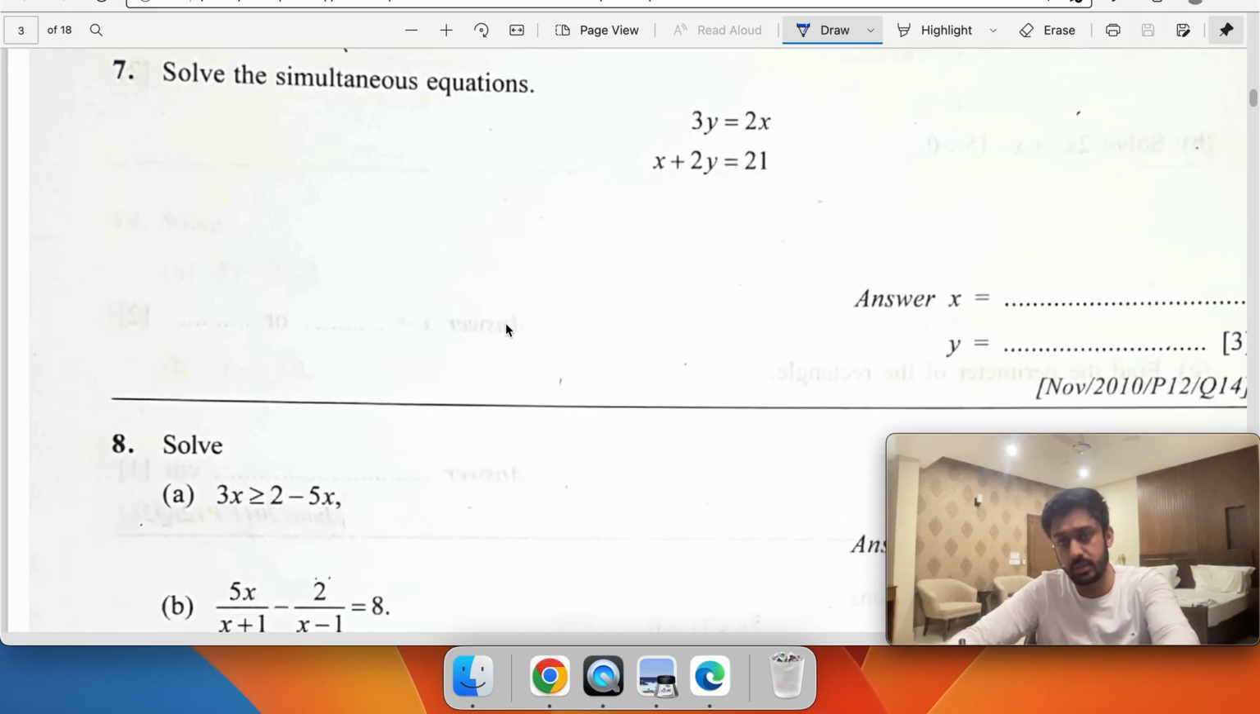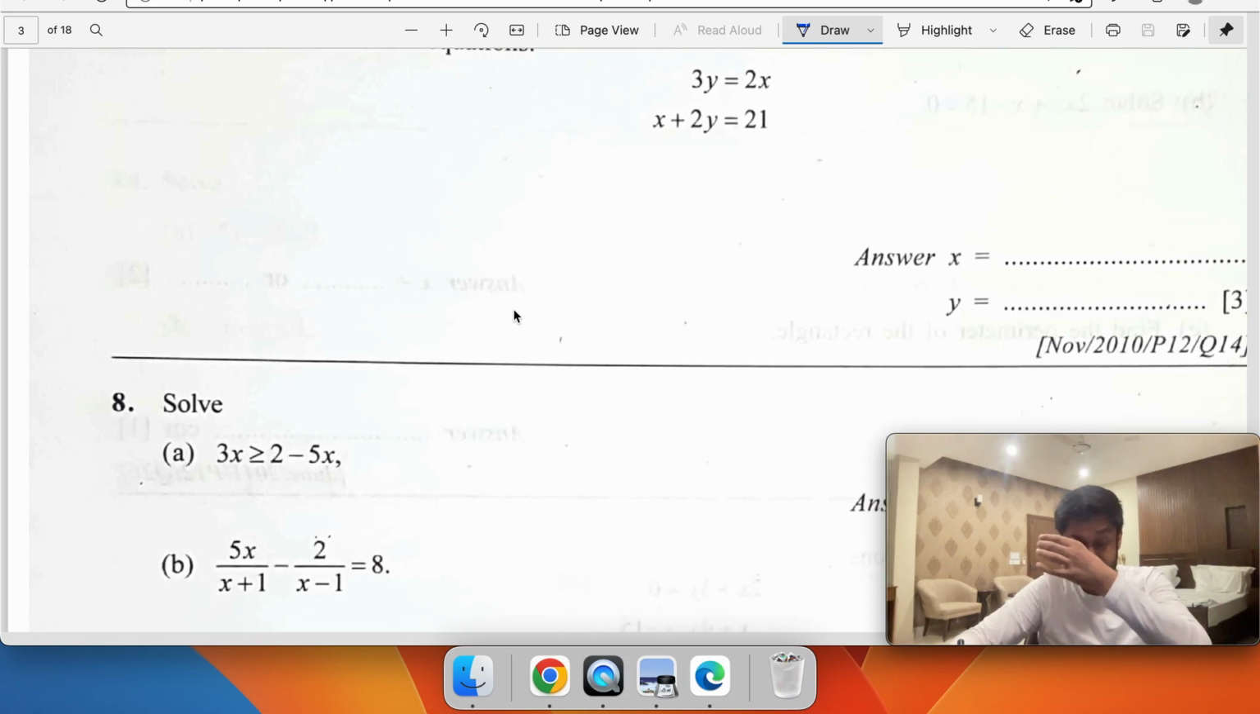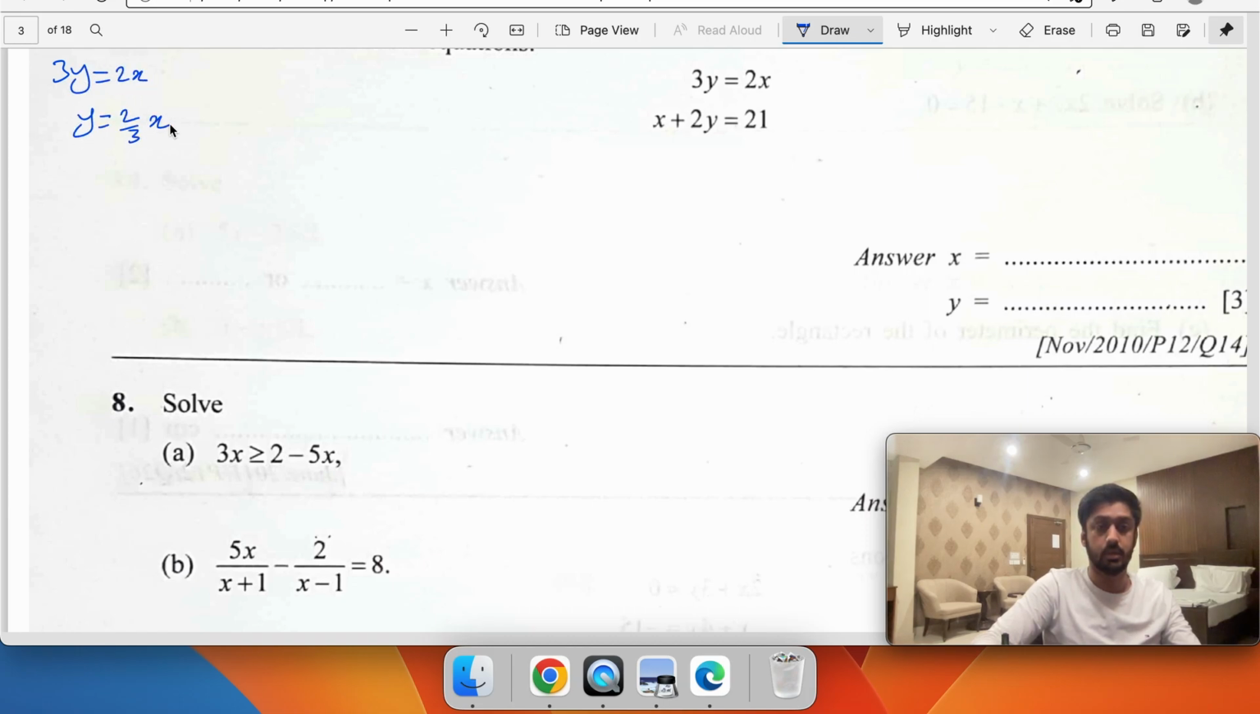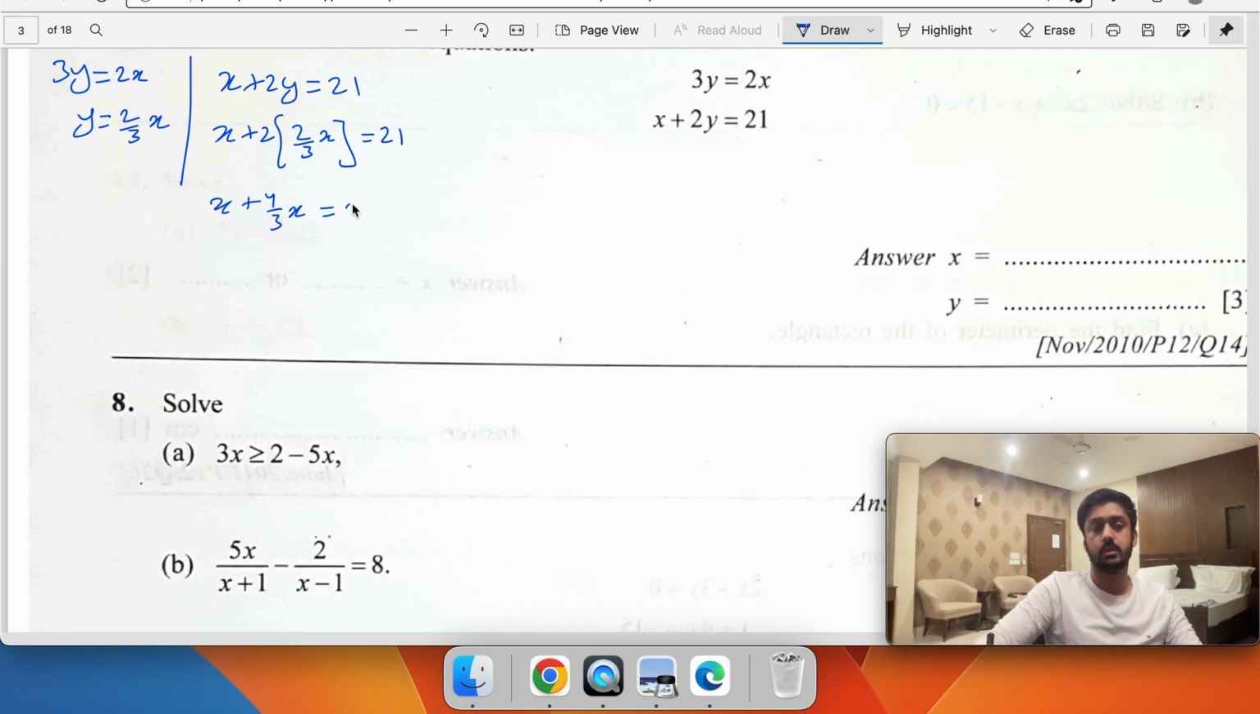Simultaneous equations again, and I'll try this again with substitution. So 3y is equal to 2x, y is equal to 2 by 3x. Substitute in the other equation, which is x plus 2y is equal to 21. So we have this y right here, 2 into 2 by 3 of x is equal to 21. x plus 4 by 3x equals 21. Take the LCM, 3x plus 4x is equal to 21.